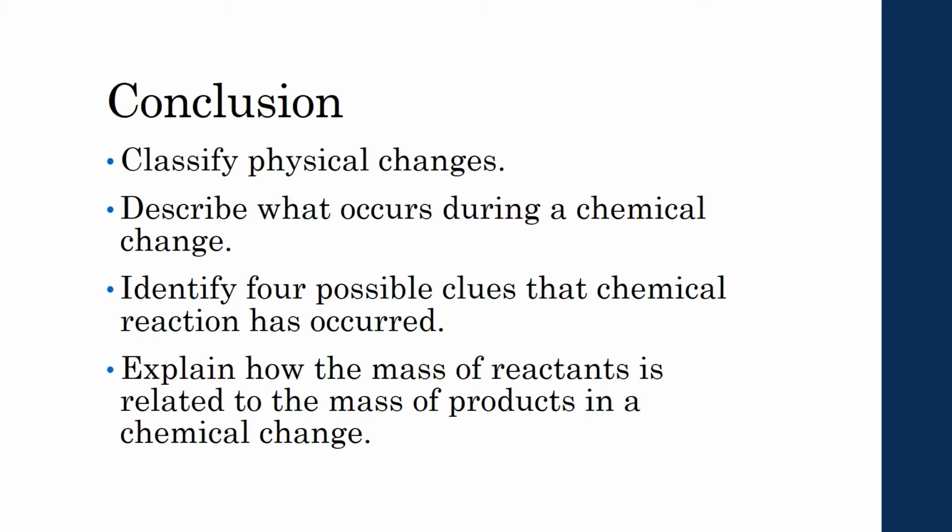So at the end of this, we should have hit all of our objectives. Physical changes are those that undergo change, but not a change in chemical composition. That occurs during a chemical change, so we get a new substance. The 4 possible clues are formation of a precipitate or a gas, a color change, and a transfer of heat or energy. And then the law of conservation of mass tells us how mass is conserved, so the mass of reactants equals the mass of products in a chemical change.